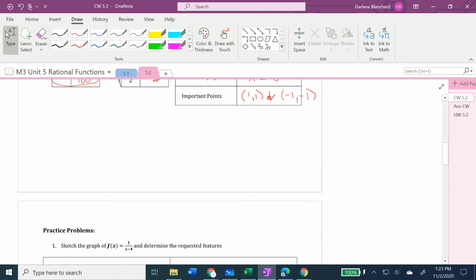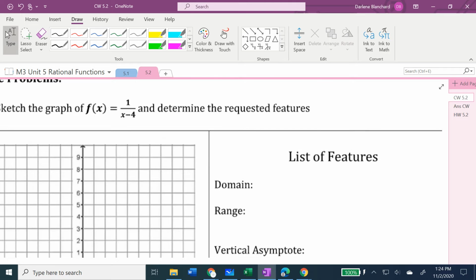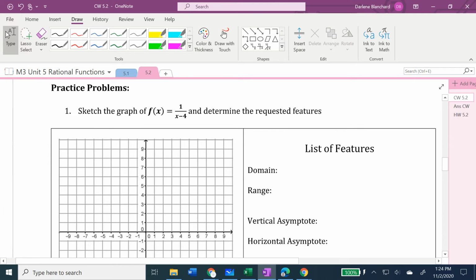All right, so now what we're going to do is transform the parent graph. So, number 1, what are we doing to the parent function 1 over x to get to 1 over x minus 4? We are going to move it right 4. And that's all we're going to do.